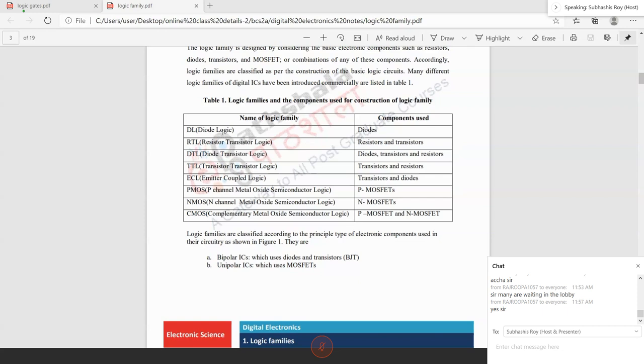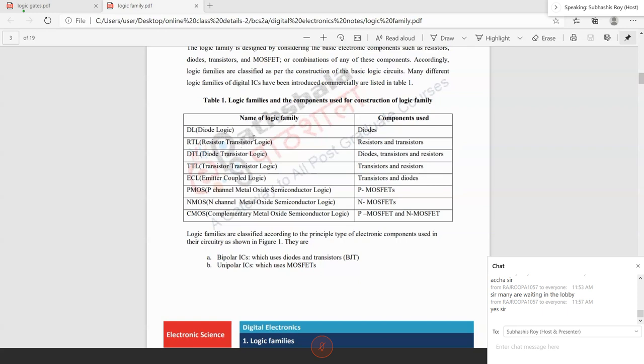You can see the names of the logic family members: DL is diode logic, RTL is resistor transistor logic, then DTL diode transistor logic, then TTL transistor transistor logic, then ECL emitter coupled logic, then PMOS, then NMOS, then CMOS. So there are 8 family members in the logic family.